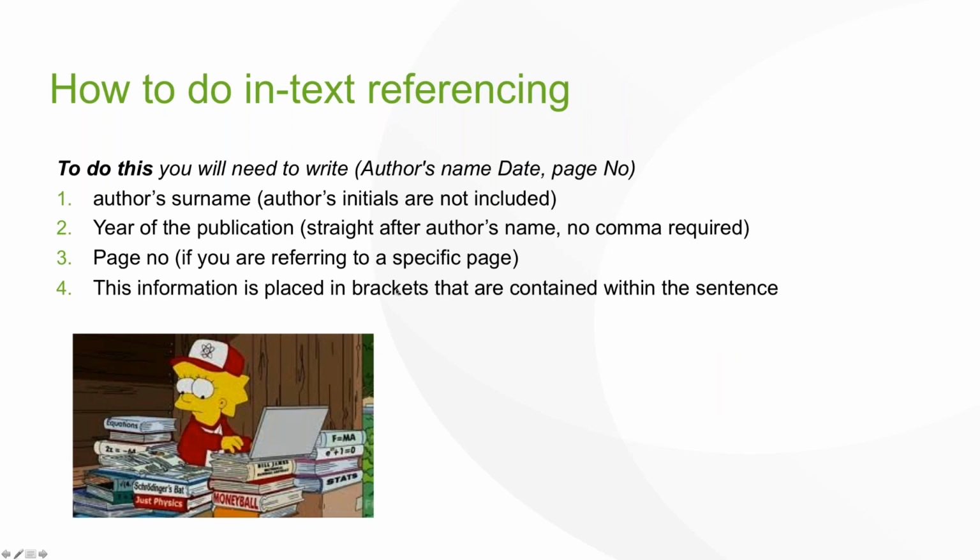How to do in-text referencing? To do that, you'll need to write the author's name, a date, and the page number. So the author's surname, we don't include the author's first name or their initials there. The year of the publication goes straight after the author's name, no comma is required. The page number, if you're referring to a specific page, or it may be pages, depends on if it goes from one page to another, depending on how big the quote is. And this information is placed in brackets that are contained within the sentence.